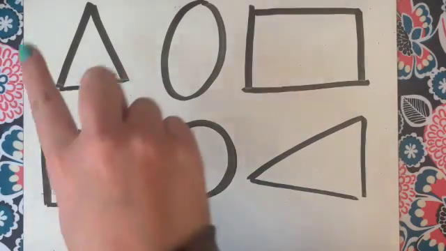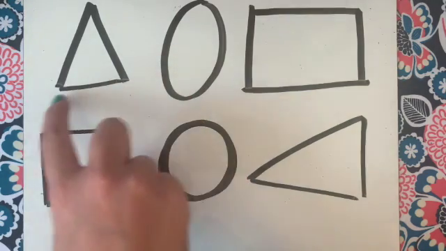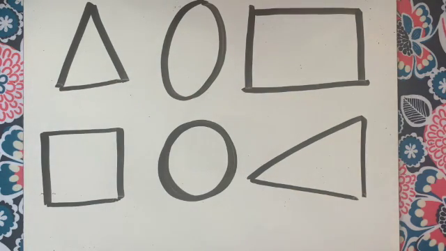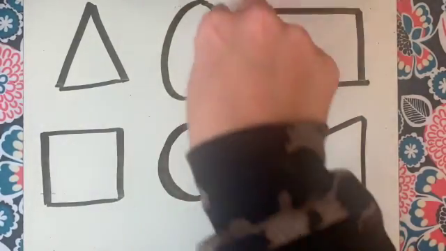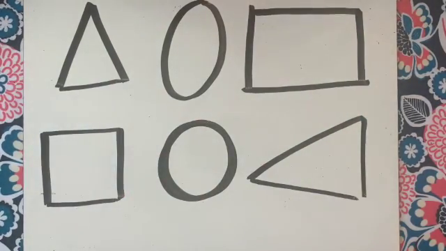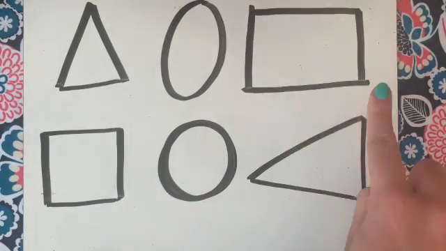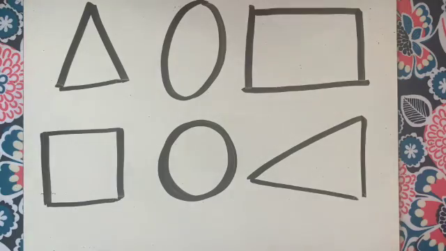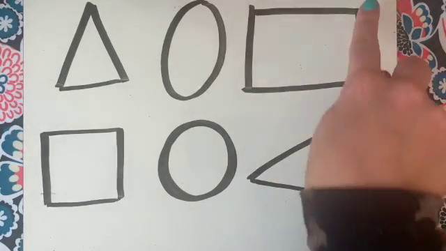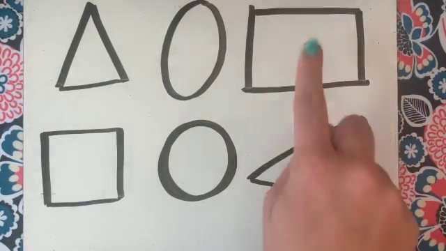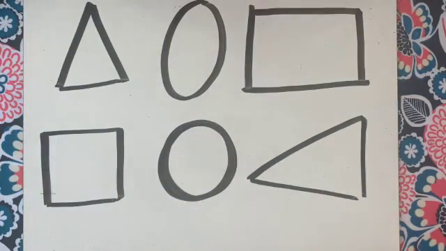I'm going to count the sides. 1, 2, 3. This shape is not a rectangle. Let's move on to the next one. It just has 1 long side. Not a rectangle. Let's take a look at this shape. 1, 2, 3, 4 sides and 1, 2, 3, 4 corners. This is a rectangle. I'm going to color it in.